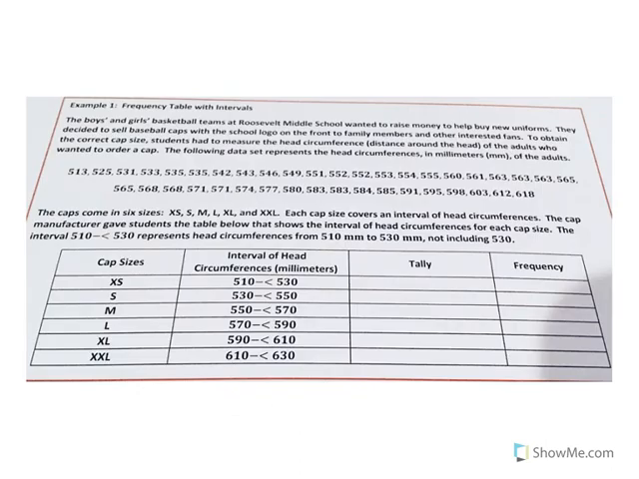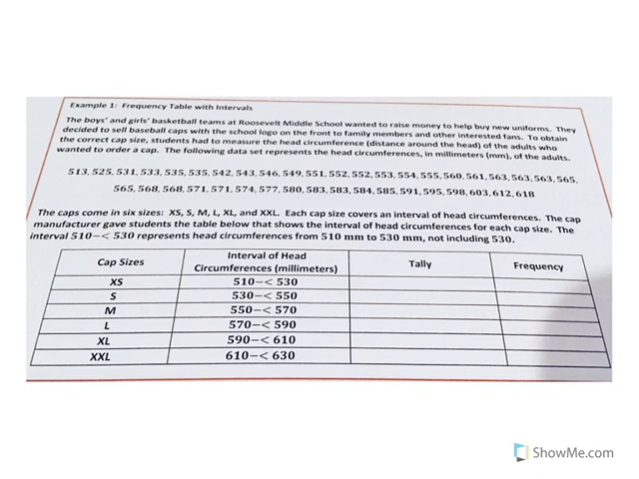Okay, let's go through an example. This is a little bit hard to read, so I'm going to read it for you really quickly. The boys and girls basketball team at Roosevelt Middle School wanted to raise money to help buy new uniforms. They decided to sell baseball caps with the school logo on the front to family members and other interested fans. To obtain the correct cap size, students had to measure the head circumference, which is the distance around their head, of the adults who wanted to order the cap.